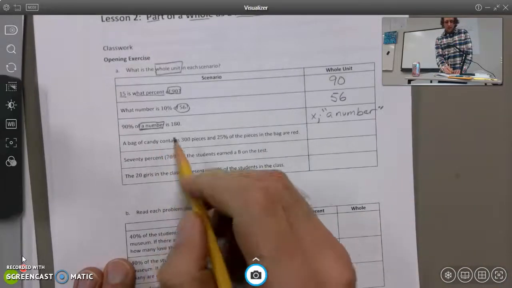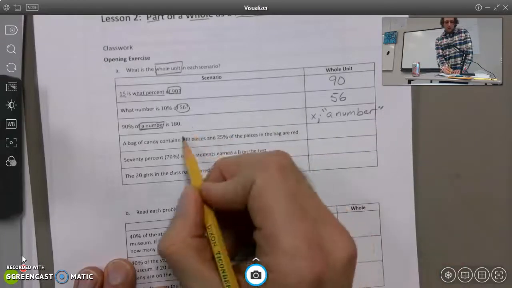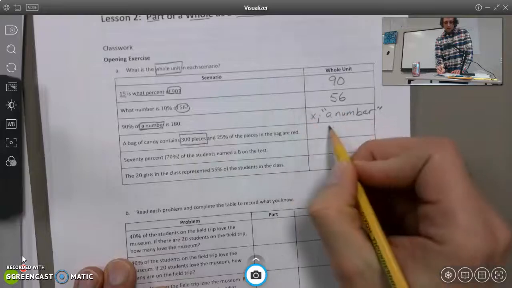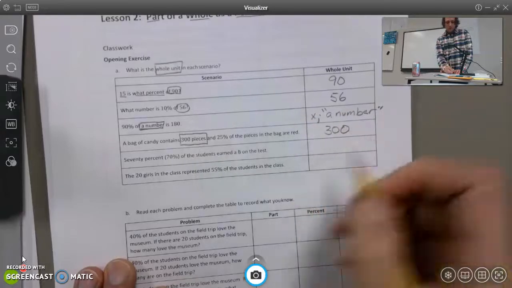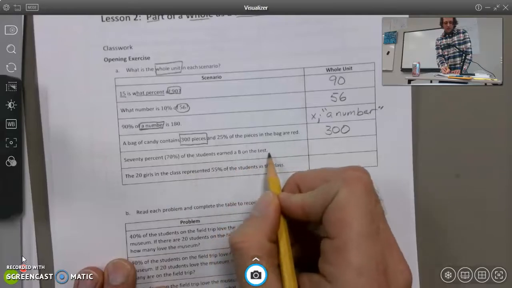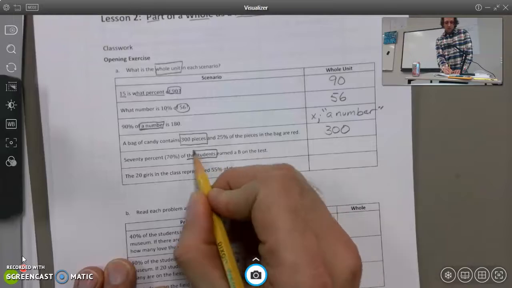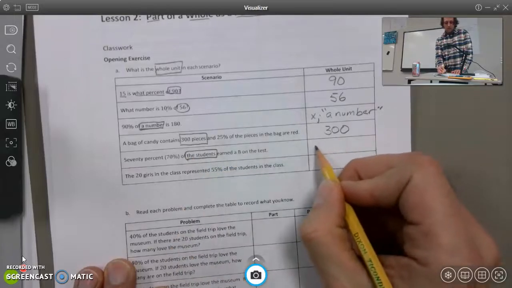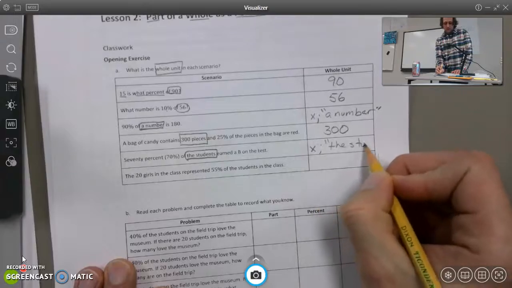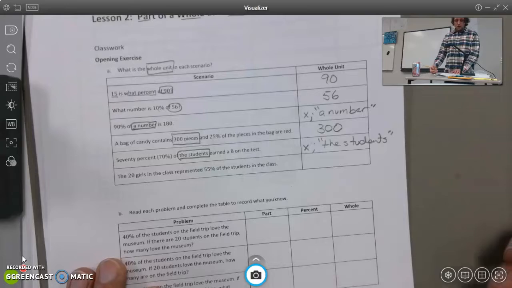A bag of candy contains 300 pieces. 25% of the pieces in the bag are red. So the entire bag is 300 pieces. That's the whole thing. 300. 70% of the students earned a B on the test. So the total number of students, that would be the whole thing. So there's X or whatever, it would be these students. Whatever the number of students is, that's the whole unit.